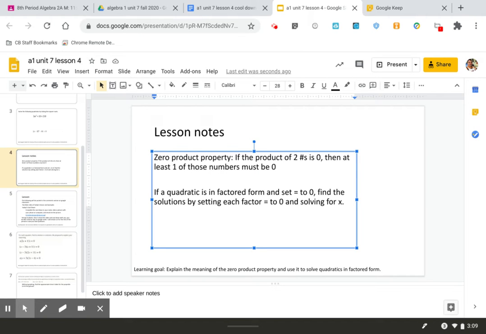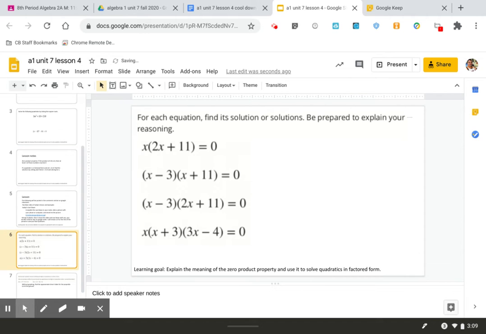So what that means is if a quadratic is in factored form and set equal to zero, then we could set each factor equal to zero and solve for x to actually find the solutions, because we can figure out which values make each of the factors zero. So with that in mind, let's take a look at the examples. For each equation, find its solution or solutions. Be prepared to explain your reasoning.